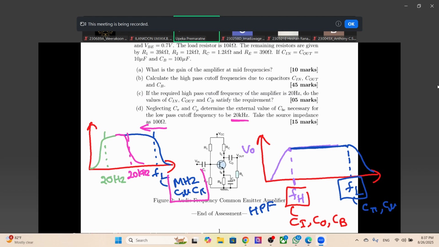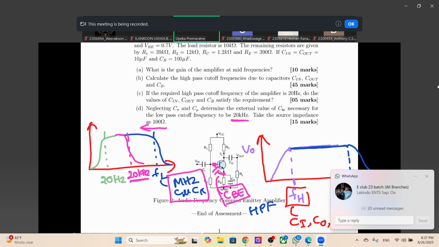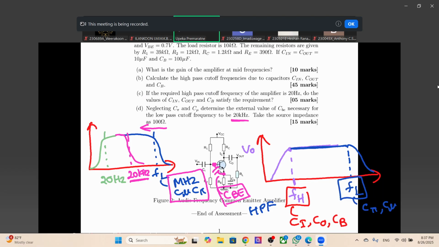This will not work with the parasitic capacitances. Instead, we have to connect an external capacitor CBE to the base and the emitter of the transistor, and then calculate the necessary value to make sure that it gives a cutoff frequency of 20 kilohertz. I hope that's clear, right?